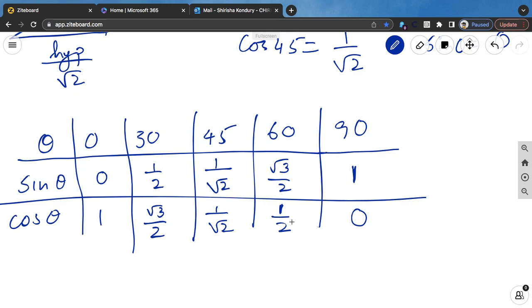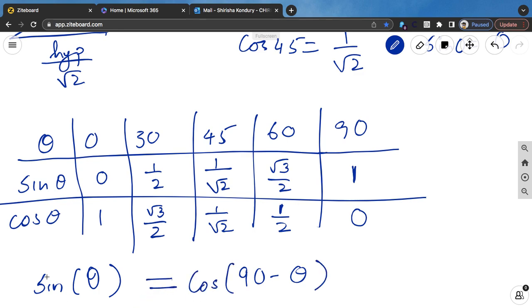Sine of 30 and cos of 60 are the same. Sine of 60 and cos of 30 are the same. Sine of 0 and cos of 90 are the same. Sine of 90 and cos of 0 are the same. So sine of an angle and cos of its complementary angle. What is the meaning of complementary? If theta is the angle, 90 minus theta is the complementary angle. So sine of an angle and cos of the complementary angle are equal. That's why it is called cosine, complementary sine.